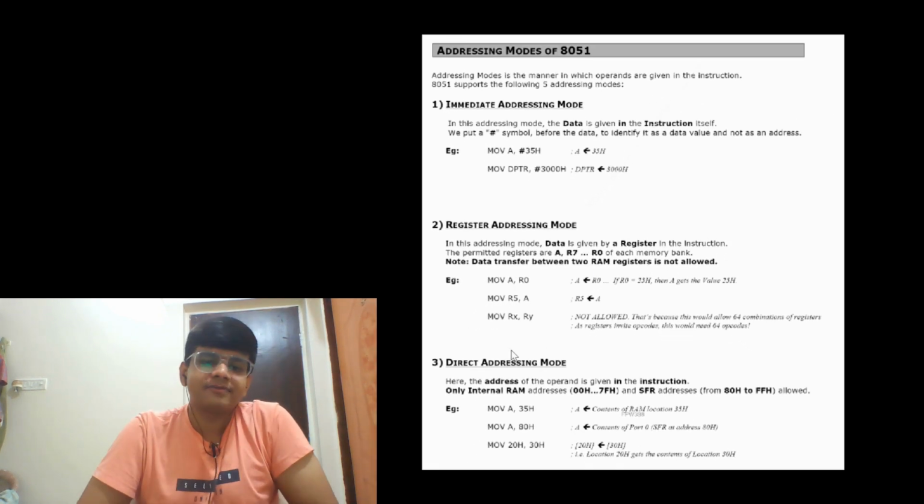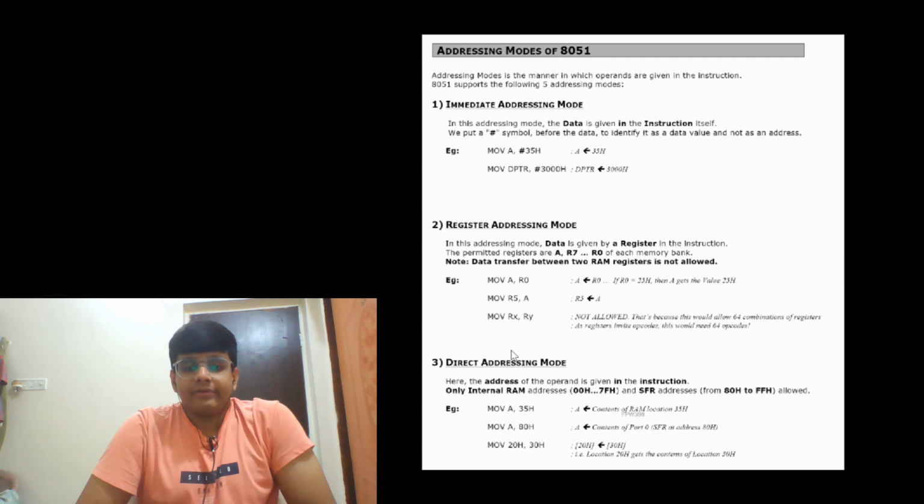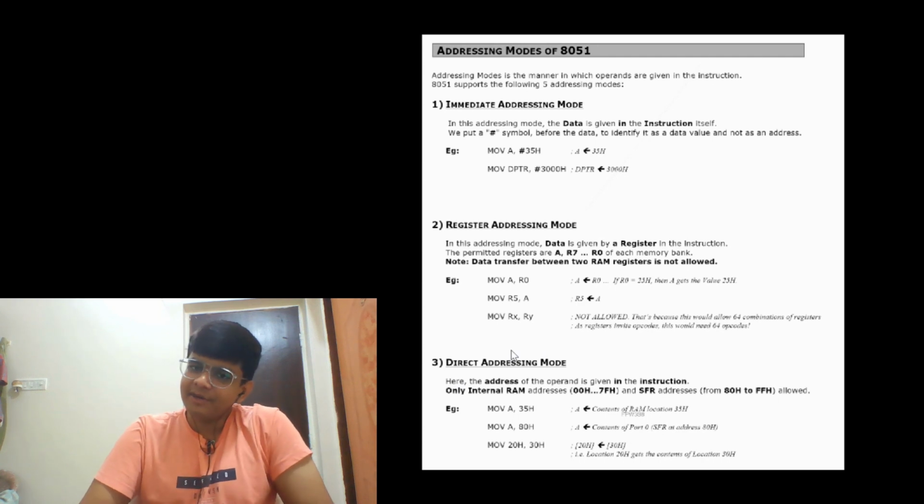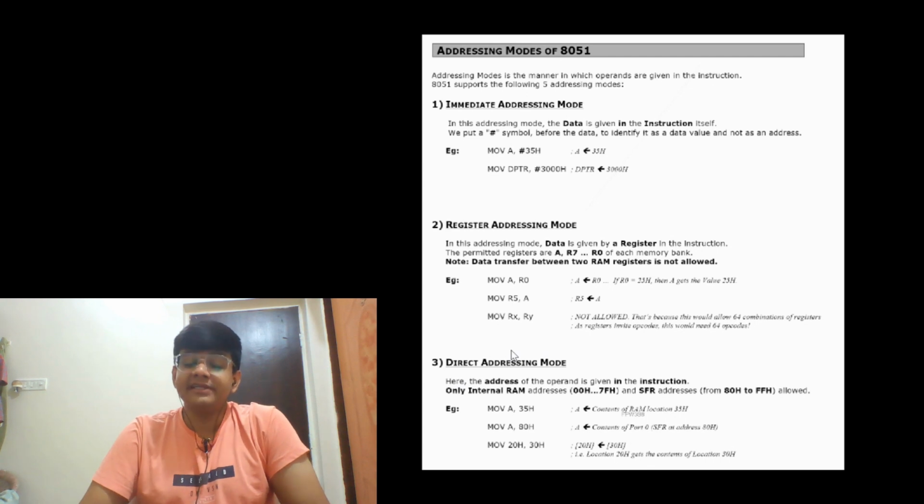Come to the third type of addressing, that is direct addressing mode. Students get confused between immediate and direct. Immediate means fastest, and direct means fast. Direct means you have given the address in the instruction itself.